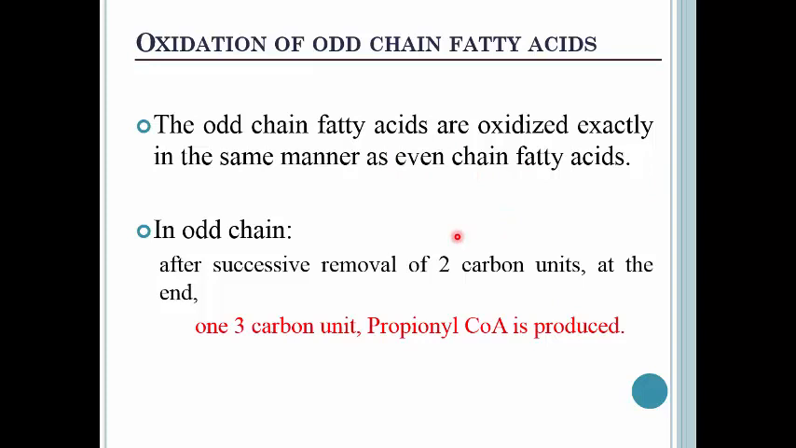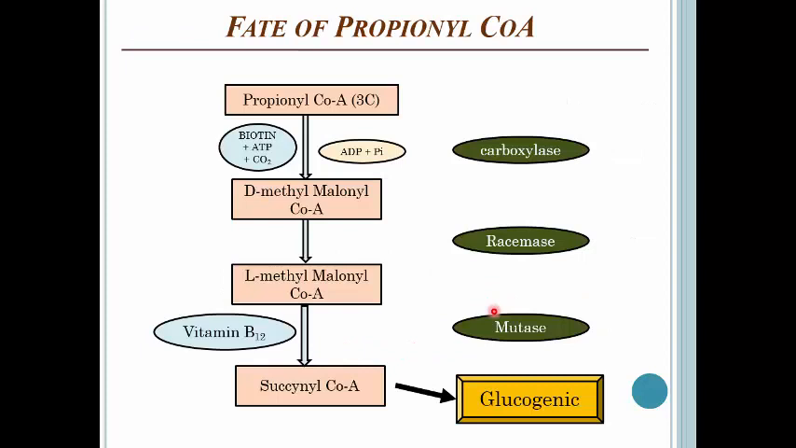But in odd chain fatty acids, at last they will produce one molecule of propionyl CoA, that is a 3 carbon compound. So now we have to see the fate of this propionyl CoA. So what happens to this propionyl CoA? This propionyl CoA will be converted to, which is a 3 carbon compound, right?